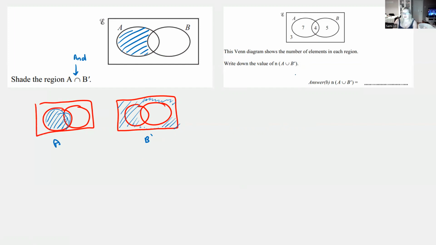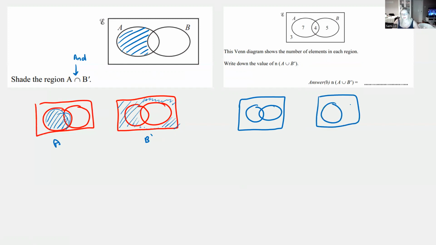Here we go. So the next question we've got: the Venn diagram shows the number of elements in each region. Write down the value of A union not B. First thing I'm going to do here is draw out my diagrams, just so I know which bit I'm covering. I know it's the same as the last ones, but it's just that repetition of carrying on.